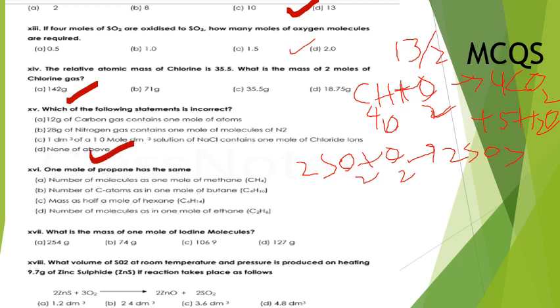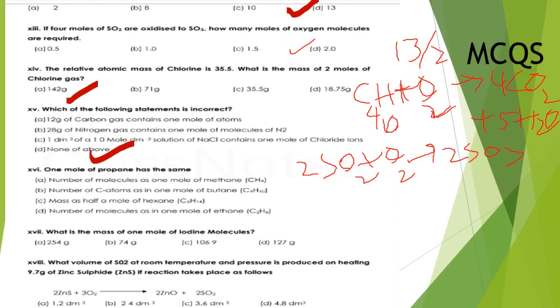Now the next one is, 1 mole of propane has the same what? 1 mole of propane has the same number of hydrogen atoms as in 1 mole of methane. Compare with methane: propane carries 3 carbons in it. The formula is C3H8, while methane is CH4. If we compare both, the hydrogen atoms are different. Number of carbon atoms as in 1 mole of butane, that is also not the same. Butane has 4 carbons while propane has 3 carbons. Mass of half a mole of hexane, C6H14, and that is C3H8, so half of 14 is not 8, this is also wrong.